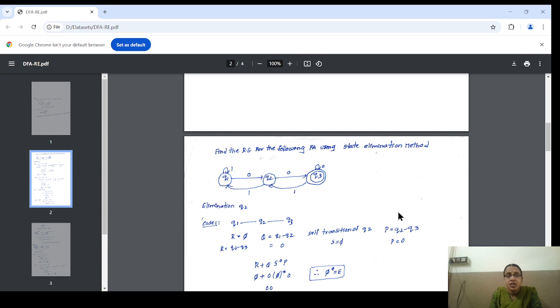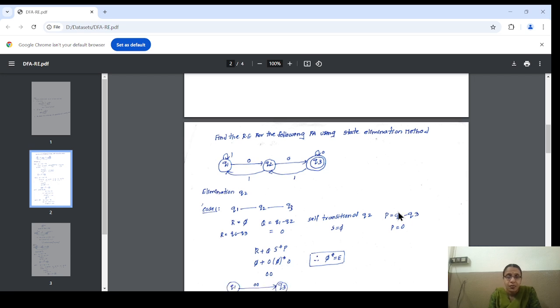So here is the diagram. In this diagram, we have three states Q1, Q2 and Q3. Q1 is the start state and Q3 is the final state. And we have the input symbols 0 and 1. First, we have to eliminate the intermediate state Q2. So here we are taking four cases. Case 1, Q1 to Q3. Case 2, Q3 to Q1. Case 3, Q1 to Q1. And case 4 is Q3 to Q3.